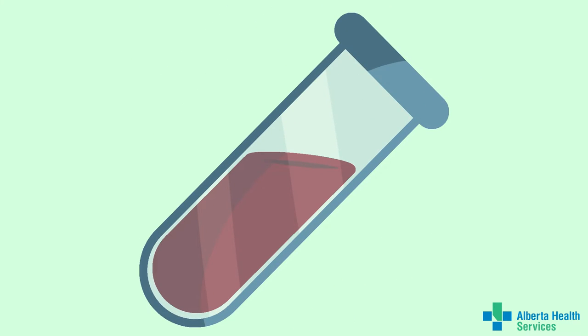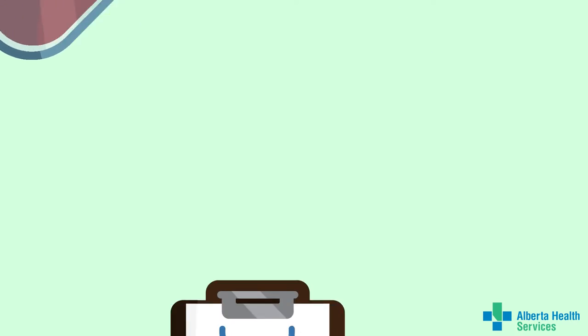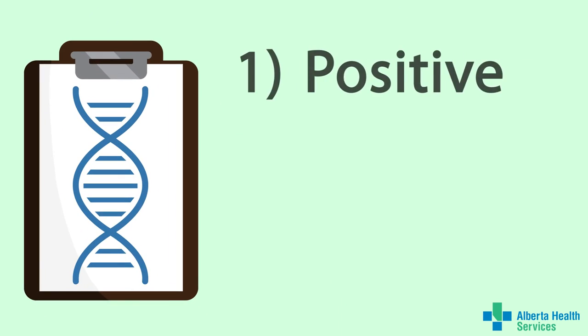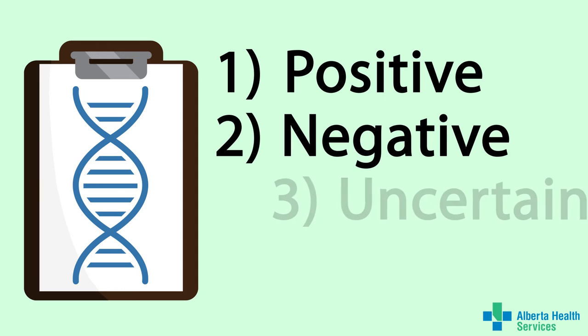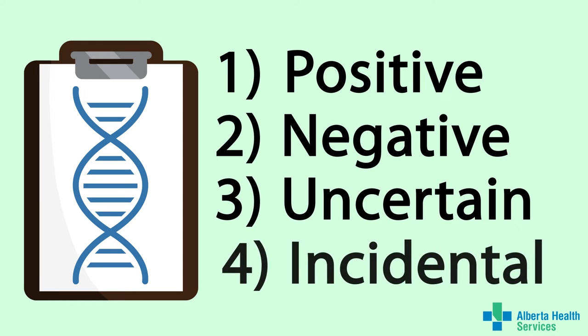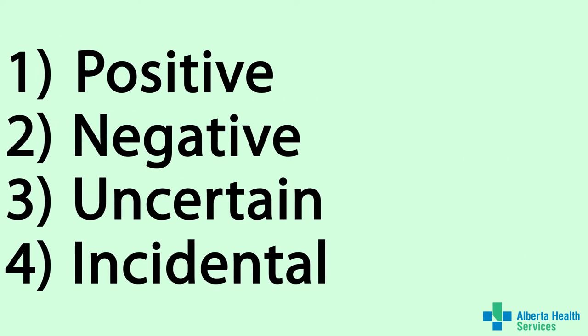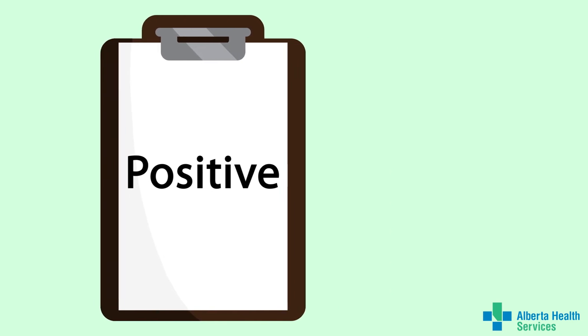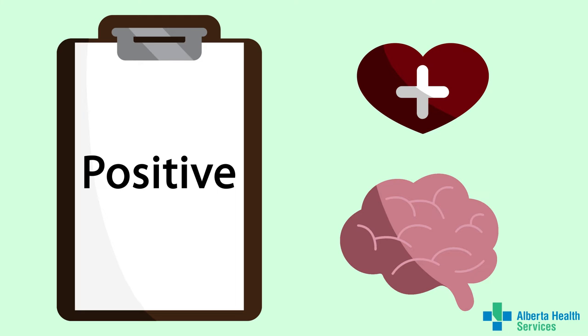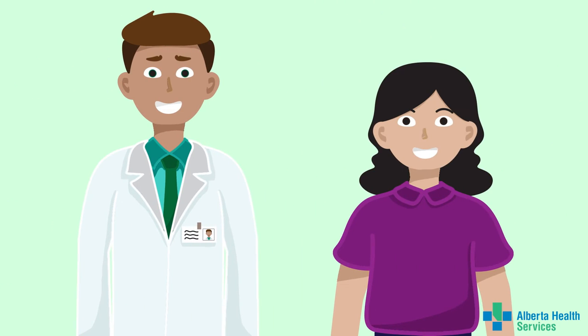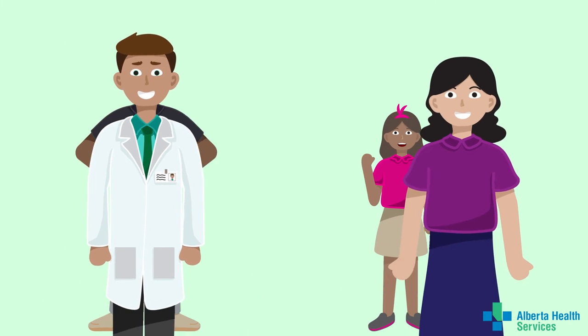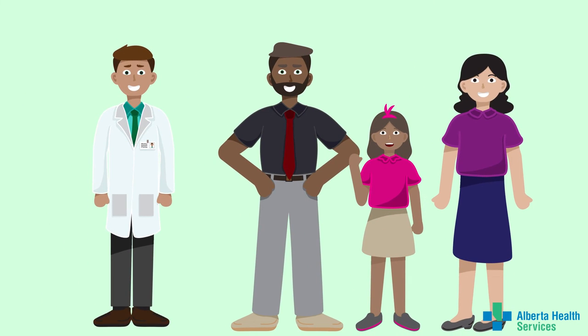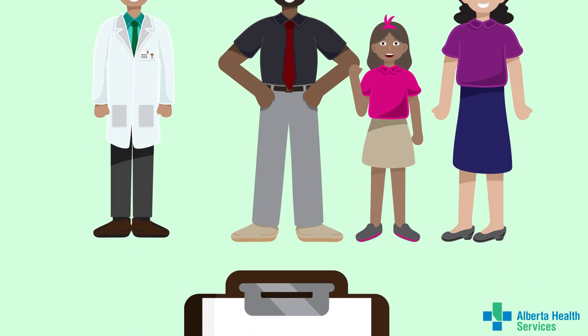An array is done on a sample of blood. It can give four kinds of results: positive, negative, uncertain, and incidental. A positive result means that the array found a genetic cause for your or your child's health or learning concerns. Knowing the genetic cause of these concerns can provide helpful information for you and your doctors. Testing parents can also show how the condition may be passed down in a family.